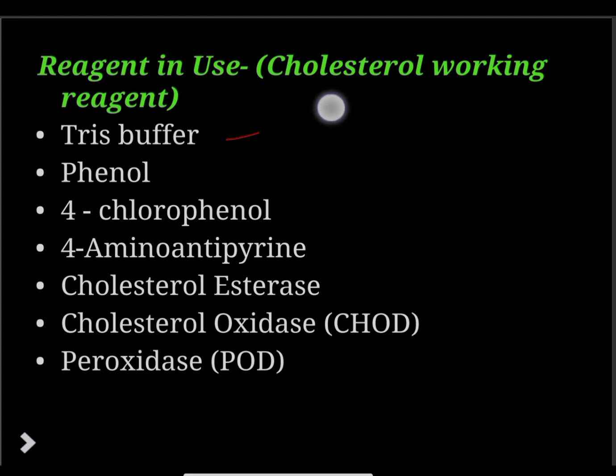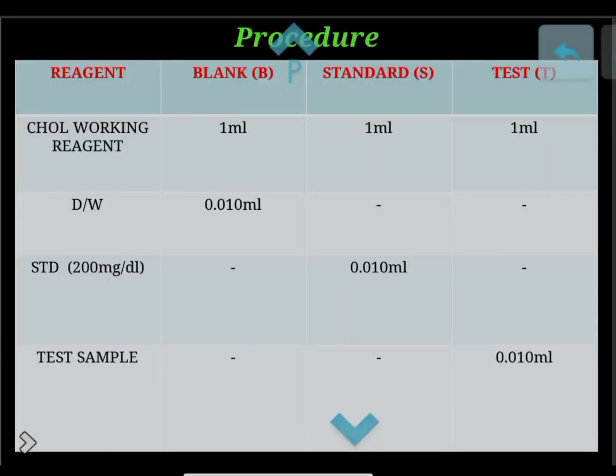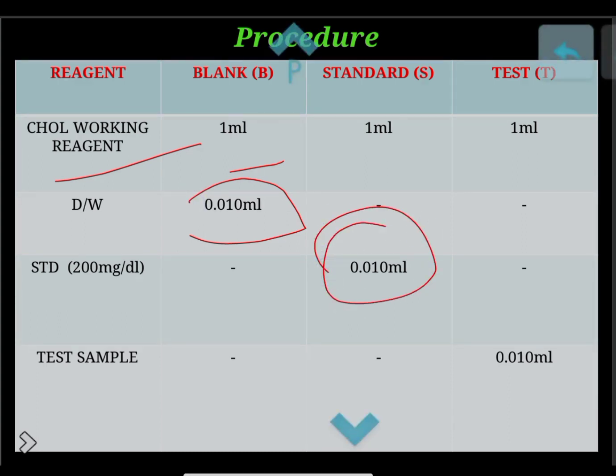So the reagents are Tris buffer, phenol, 4-chlorophenol, 4-amino antipyrine, cholesterol esterase, cholesterol oxidase, and peroxidase. So next we shall talk about the procedure. First we have to take working reagent in tubes. We take 1 ml of working reagent in blank, standard and test tubes. Then we take distilled water in the blank tube, 10 microliter of standard in the standard tube, and 10 microliter of test sample in the test tube.